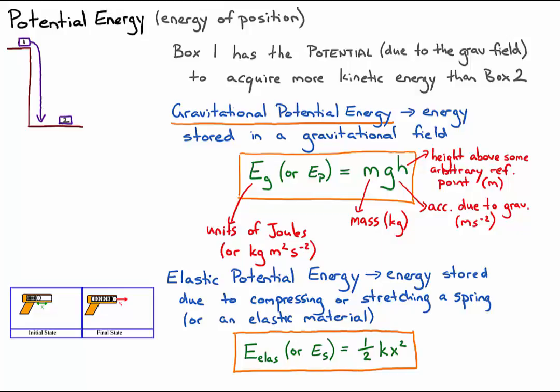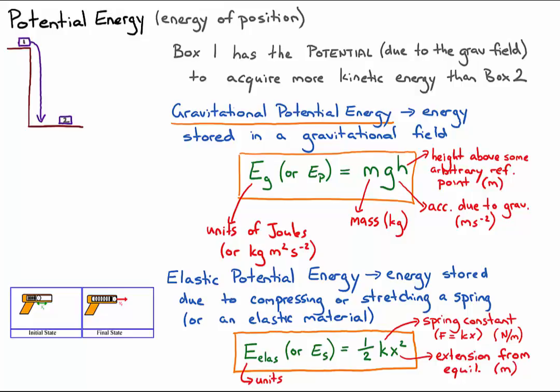Just to look at some of these variables in here, k is the spring constant, and that comes from the force versus extension graph. It's the slope of a force versus extension graph. And k has the units of newtons per meter, as you can see from F equals kx. You rearrange that to find the units there. And x is just the extension from the equilibrium position. We measure it in meters.